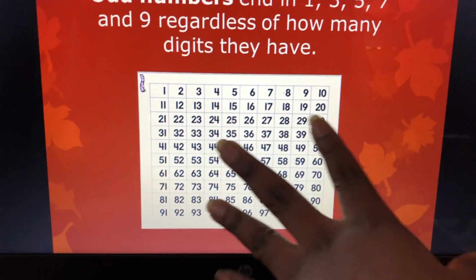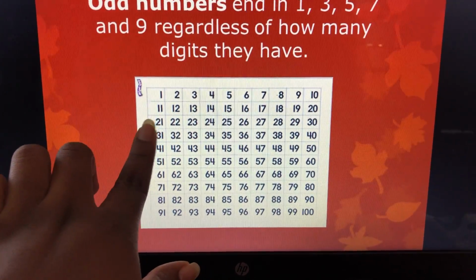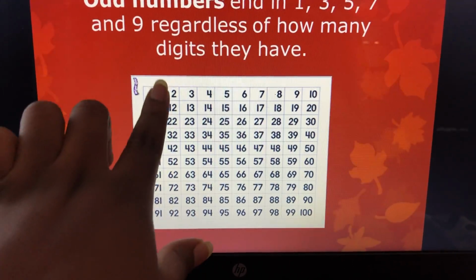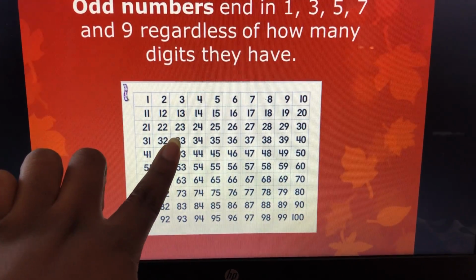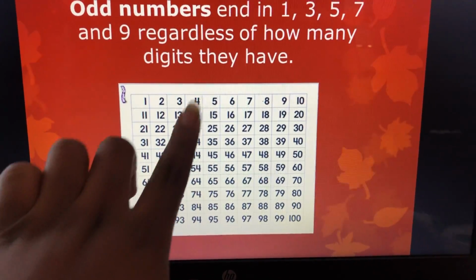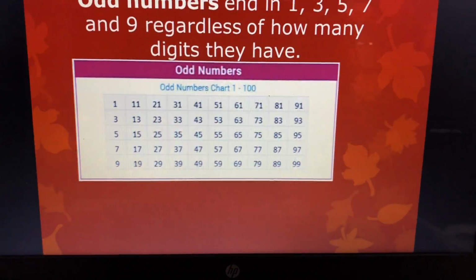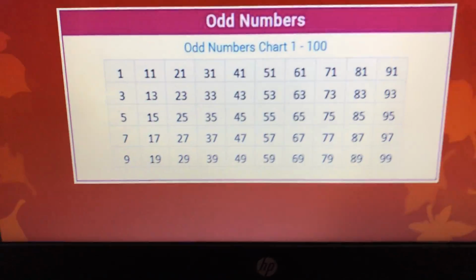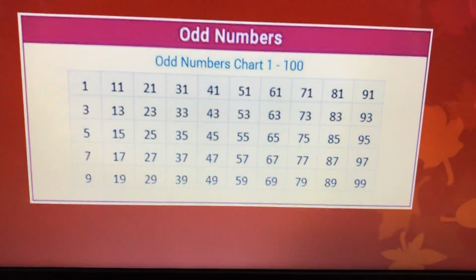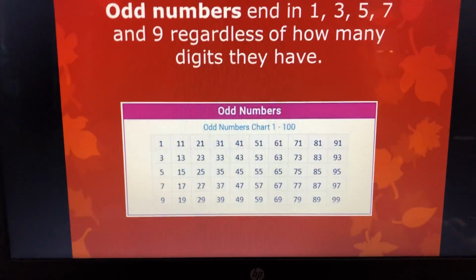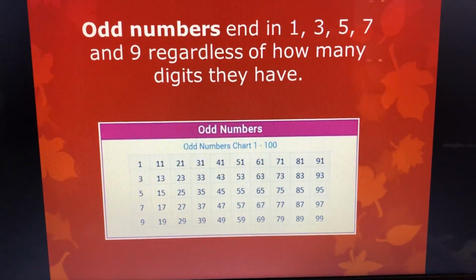So the odd numbers are the other numbers like 1, 11, 21, 31, 41. Over here 3, 13, 23, 33, and so on and so forth. So let's look at a clear example of it. See? Alright, so those are odd numbers on the 1 to 100 chart.